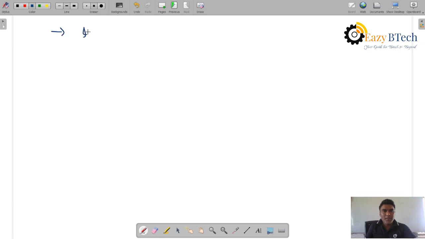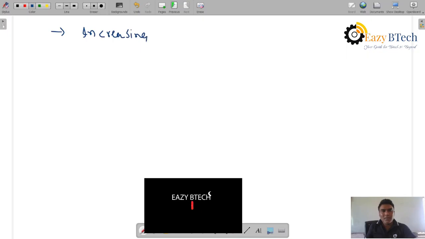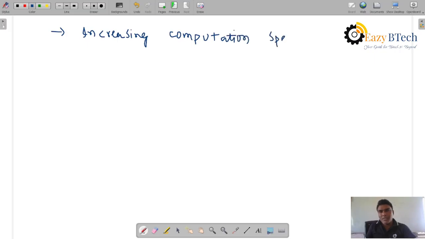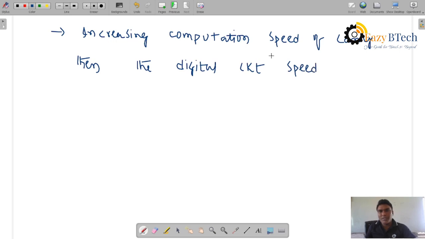So increasing the carry chain means increasing the computation speed of carry. Then the circuit speed will be increased. Then the digital circuit speed will be increased. So where is the speed of a digital circuit in arithmetic operations? It will depend on the carry computation. So increasing the computation speed of a carry increases the digital circuit speed. This is a major factor, the carry.